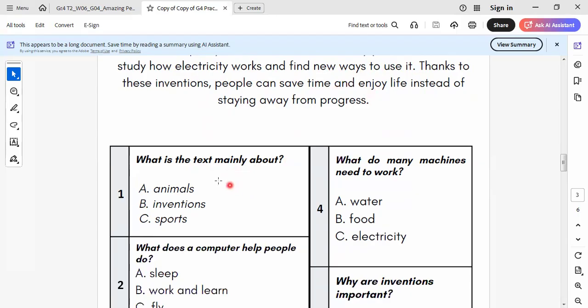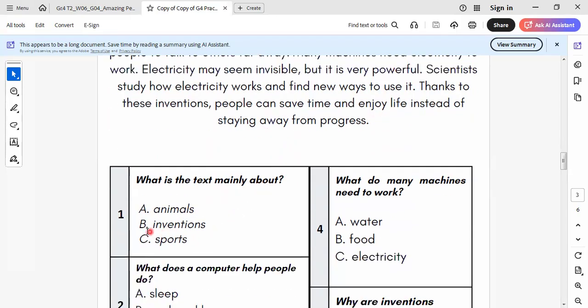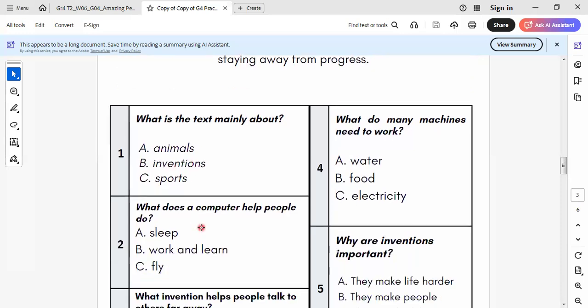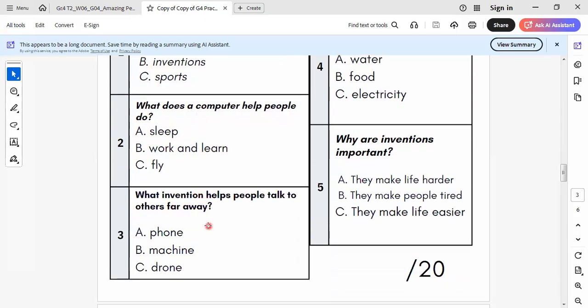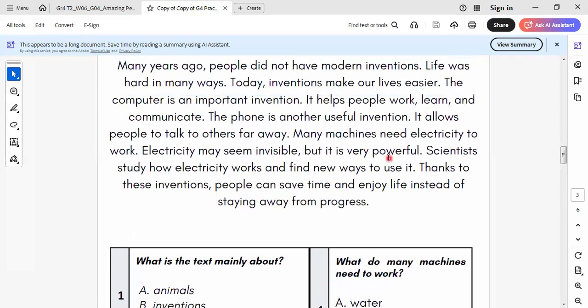The text is about what? What is the text mainly about, or the main idea of this text? It's about inventions. Let's go to the next question. What does the computer help people do? Work and learn. Because we know from the text. What invention helps people to talk to others far away? The phone, as we know from the text.